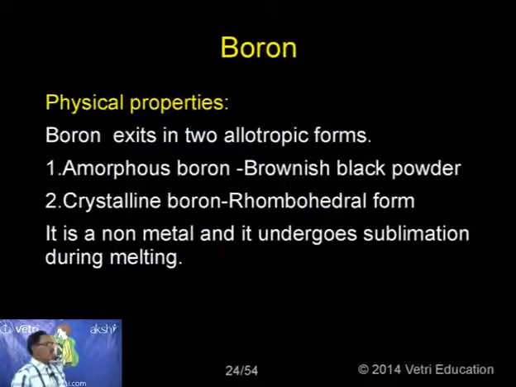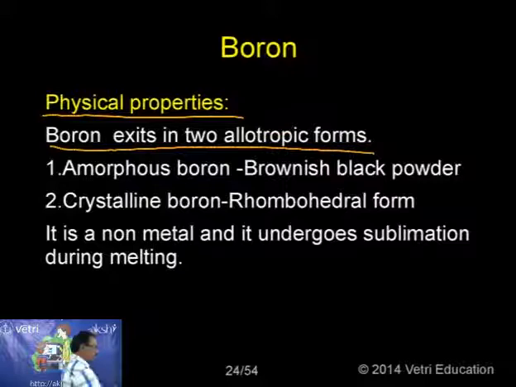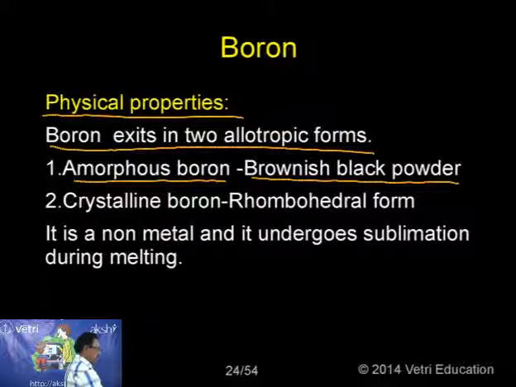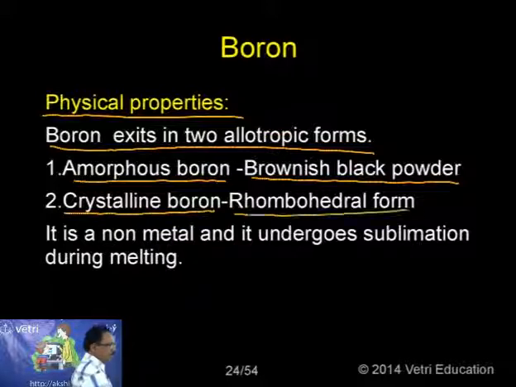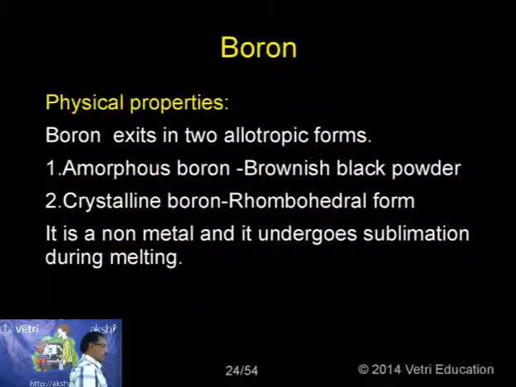Next, let me go for the properties of boron. Physical properties first. Boron exists in 2 allotropic forms: amorphous boron, which is a brownish black powder, and crystalline boron, rhombohedral form. These are the 2 allotropic forms of boron. It is a non-metal and it undergoes sublimation when melting. This is regarding the physical properties.